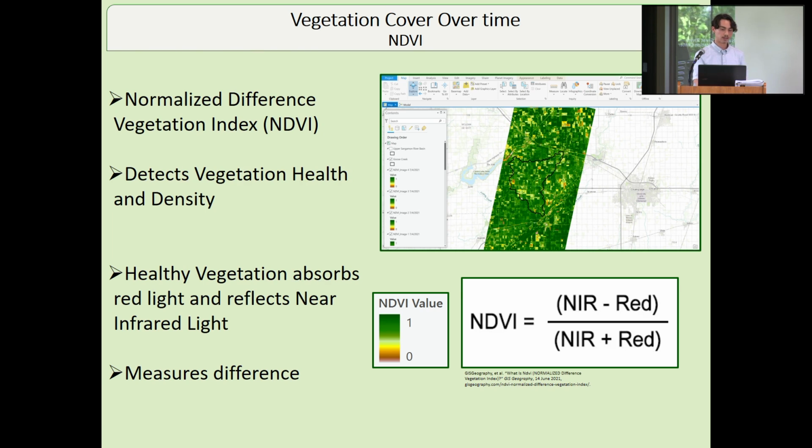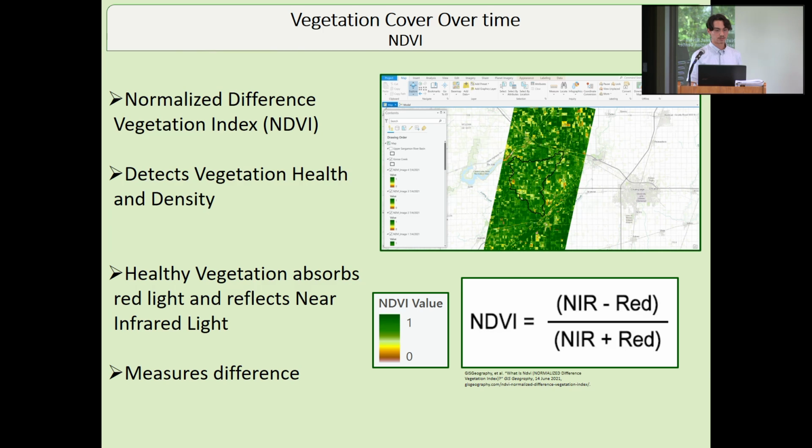And for the sake of scale, I used 0 and 1, 0 or the brown color being urban areas, buildings, and the dark green, the 1, being the healthiest types of vegetation. So the way an NDVI gets this value is that healthy vegetation absorbs red light and reflects near-infrared light, and unhealthy vegetation does the exact opposite. So that equation measures the difference of this to give a number between -1 and 1.